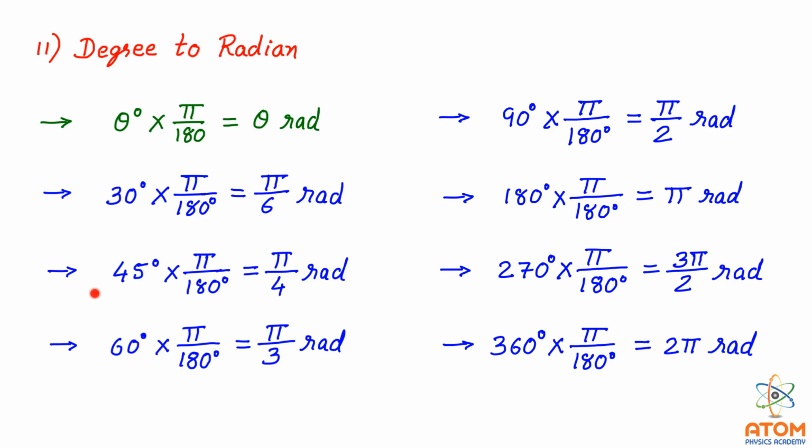Here we have taken only some standard angles, but you can convert any angle into radian. Again remember these values. 30 degree is pi by 6 radian, 45 degree is pi by 4 radian, 60 degree is pi by 3 radian, 90 degree is pi by 2 radian, 180 degree is pi radian, 270 degree is 3 pi by 2 radian, and 360 degree is 2 pi radian. These are all the important angles you should remember in radian.